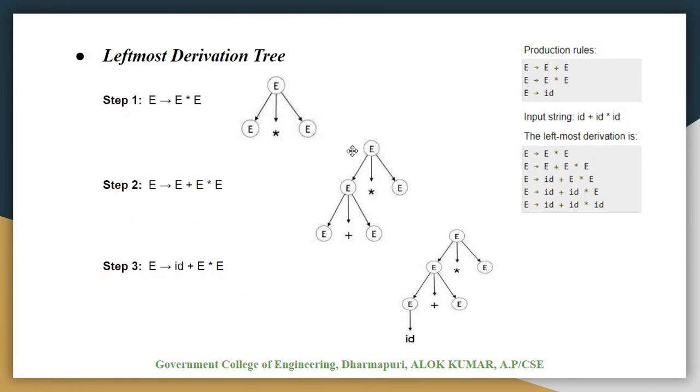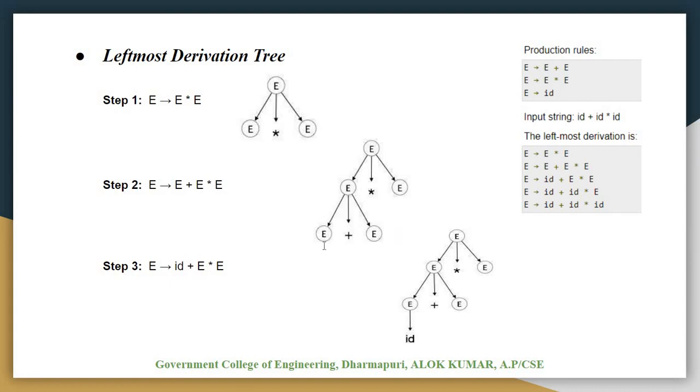Now you can see the leftmost derivation tree. Suppose we have these production rules and the input string is id plus id into id. Then how do we make the leftmost derivation tree? We take this first production rule, so we make the parse tree in this manner: E is deriving E into E. After that, this E we replace with E plus E. So here we have replaced this E with E plus E.